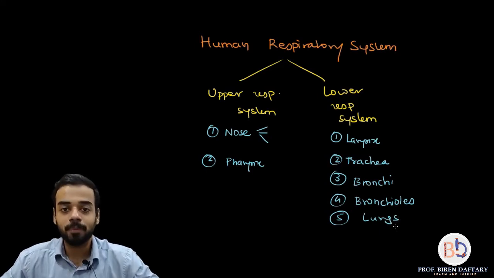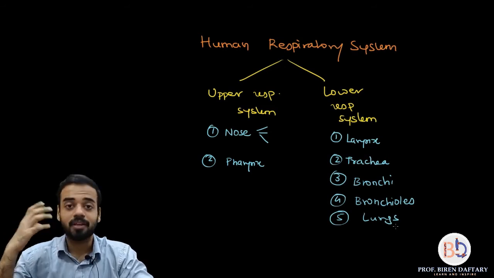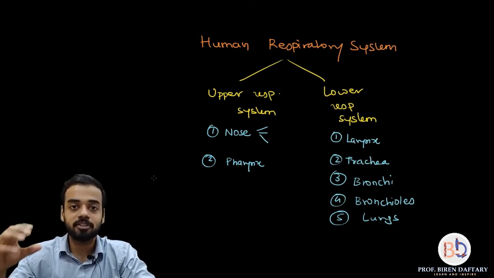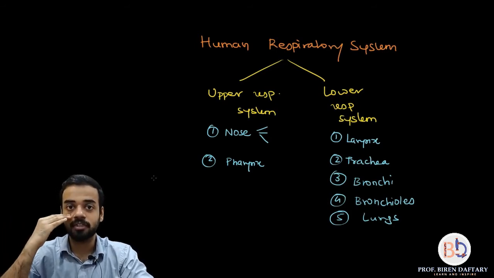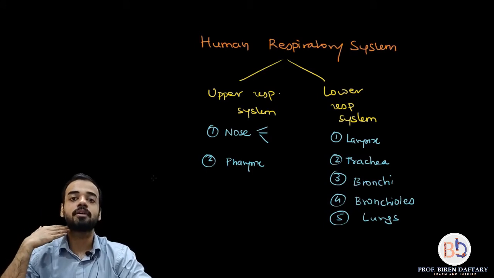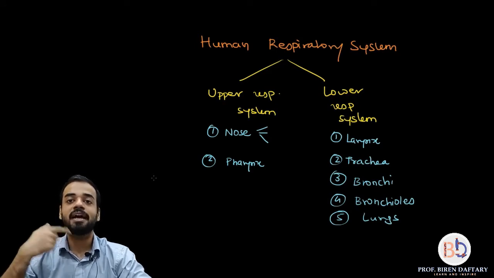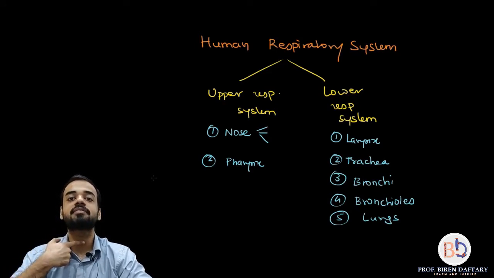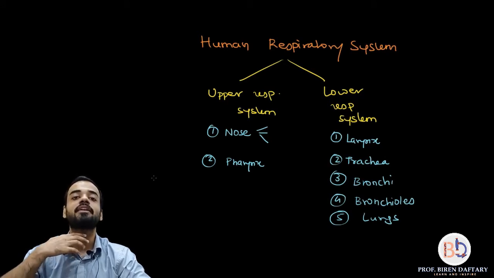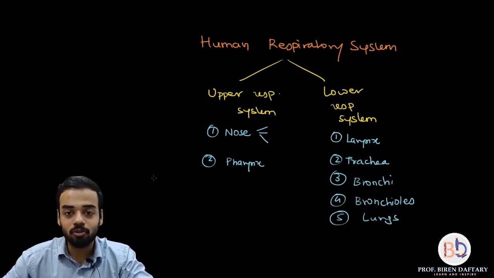Obviously the upper respiratory system is the upper part of the body, and the lower one is the lower part. Normally the upper respiratory system starts from the nose, which is over here, and continues up to the pharynx, approximately up to here. This portion is called the upper respiratory system. Your larynx starts from over here. This is the Adam's apple, so the larynx is over here, and from here all the parts below in the respiratory system form the lower respiratory system.